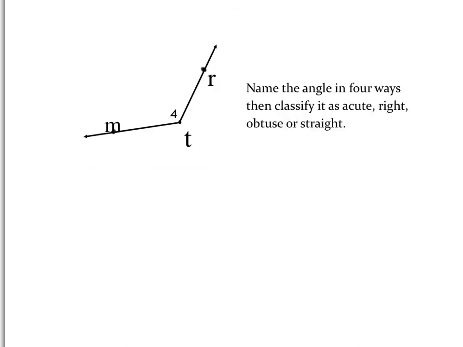All right, so now we're not only going to name this angle in 4 ways, but we're also going to classify it. Classify is just another word to say name it. So we're going to name it in 4 ways, and then we're going to name it as acute, right, obtuse, or straight. You have like 6 of these to do in your homework today, so make sure you understand how to do that.